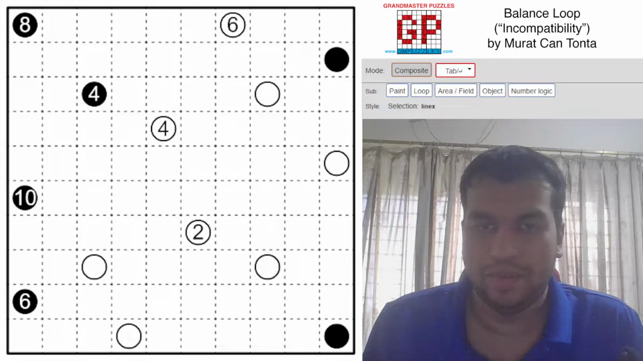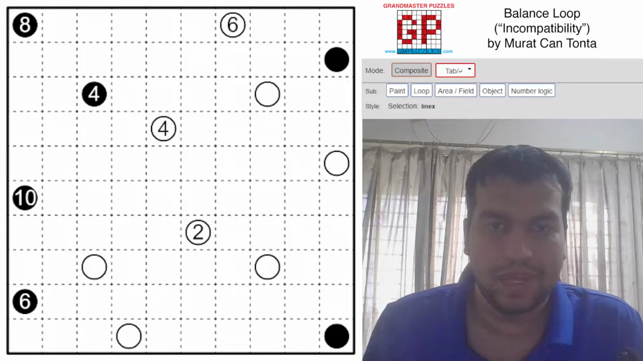We're here to talk through this balanced loop puzzle by Murat. It's themed on incompatibility, which I believe comes up while solving, unless I've missed something visual.